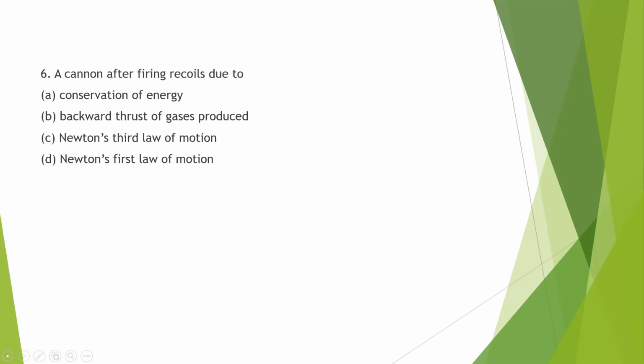A cannon after firing recoils due to... Option A, conservation of energy; option B, backward thrust of gases produced; option C, Newton's third law of motion; option D, Newton's first law of motion. So a cannon after firing recoils. This is again a pair of action and reaction. Therefore, it is Newton's third law of motion, right?